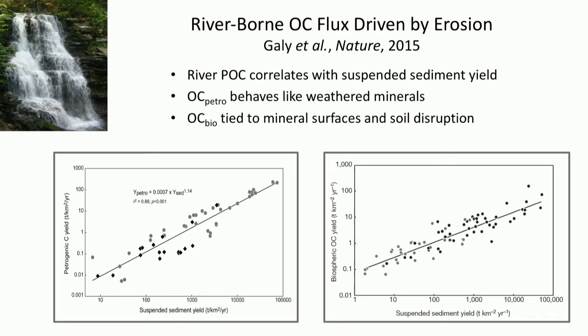This reflects the fact that fossil carbon, or petrogenic carbon, behaves like a weathered mineral. It moves along with the minerals from the source rocks. Biological carbon is very much tied to the surfaces of minerals and carried by them, and its transport is somewhat tied to soil disruption. There are some really open questions about how these might interact or be influenced by particular localities or conditions. But nonetheless, over this large scale of flux, these are really tightly coupled.